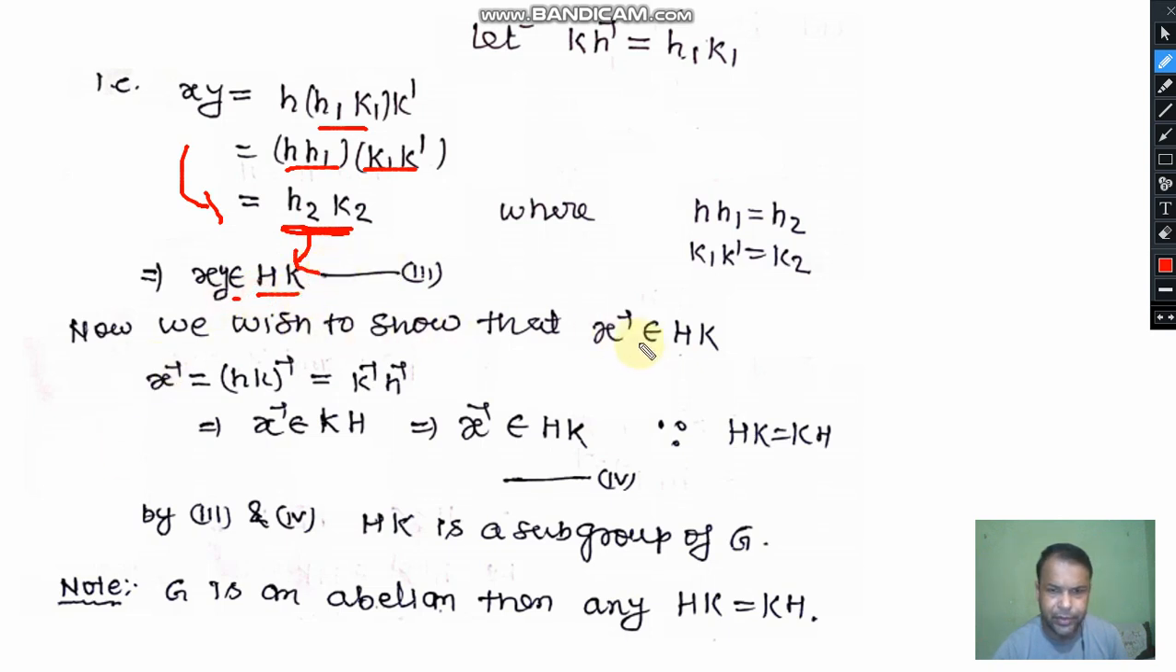Again we have assumed that let us suppose x belongs to H, then we wish to show that x inverse belongs to H. So this x inverse can be proved in HK in this approach, and by using the third and fourth, this is the closure property, this is the inverse property, and the remaining property, identity, is also proven here as we have assumed initially, and these are elements of G, so they will follow the associative property. So here HK will be a subgroup of G.